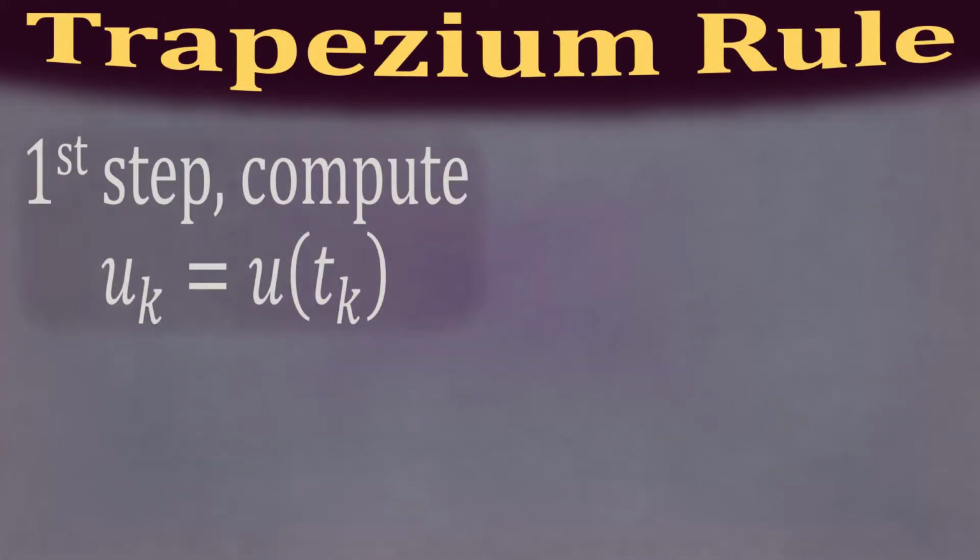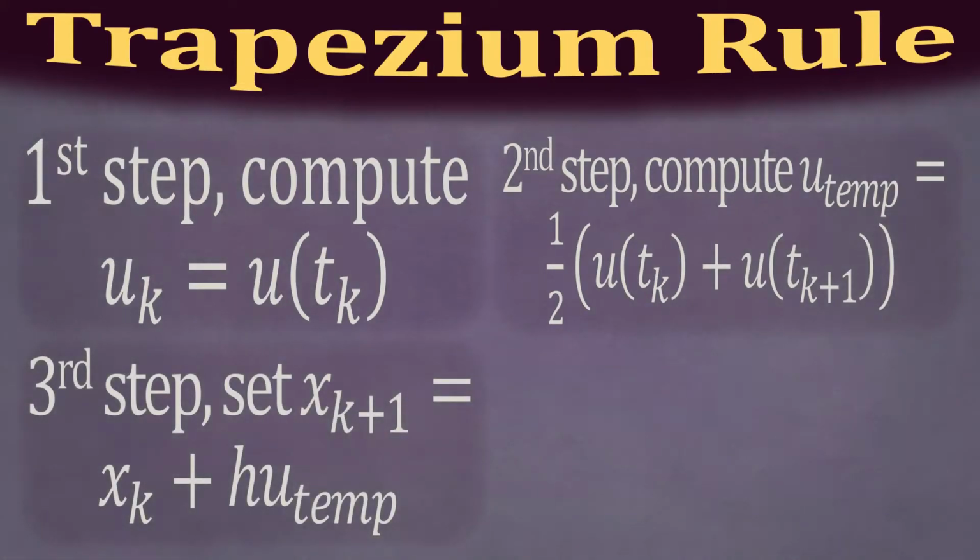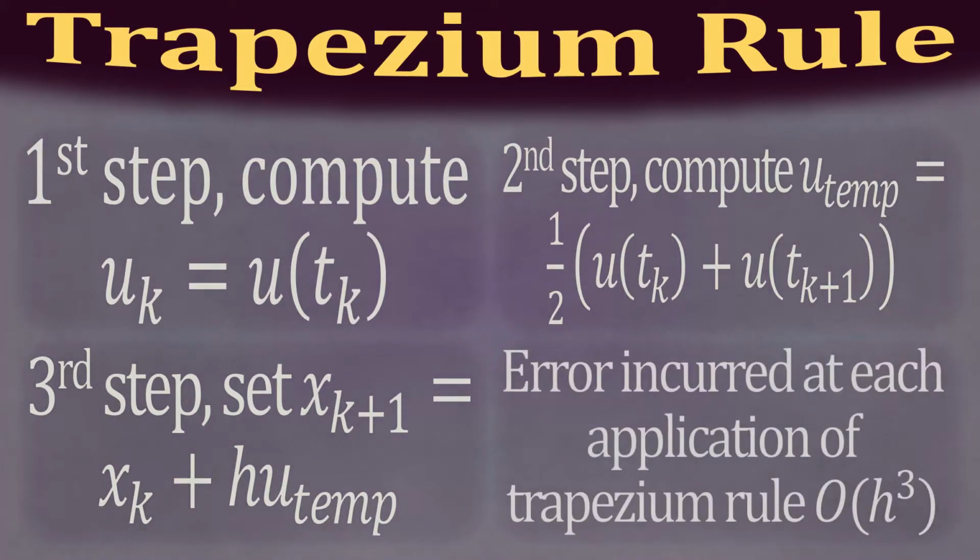Now let's discuss the trapezium rule. For the first step we compute u_k is equal to u(t_k). For the second step we compute u_temp is equal to a half (u(t_k) plus u(t_(k+1))). For the third step we set x_(k+1) to equal x_k plus h times u_temp. The error incurred at each application of the trapezium rule is of order h cubed.